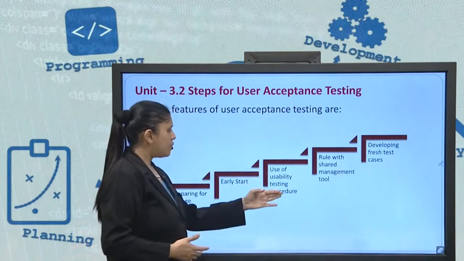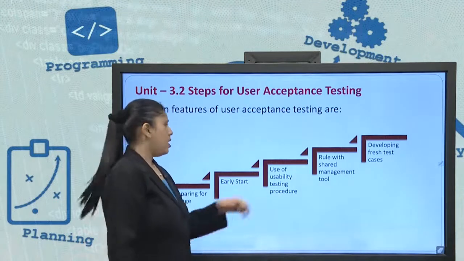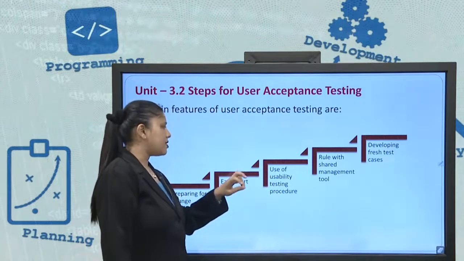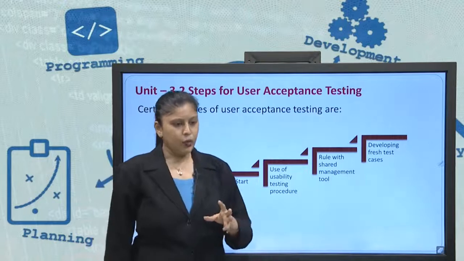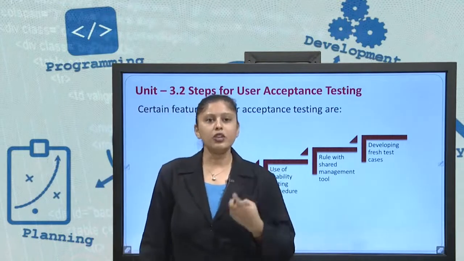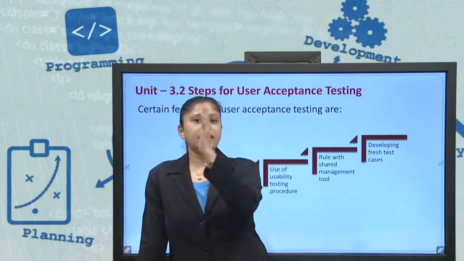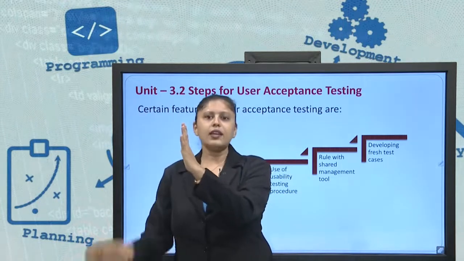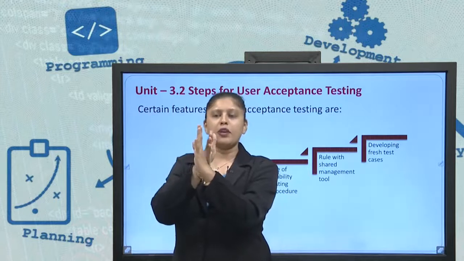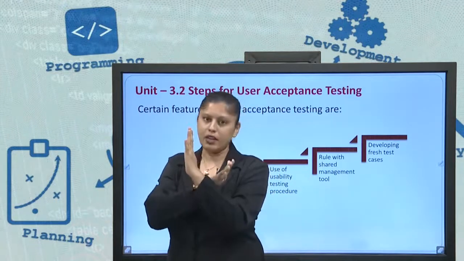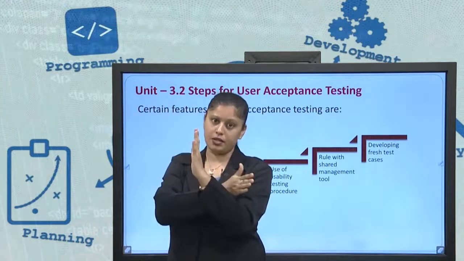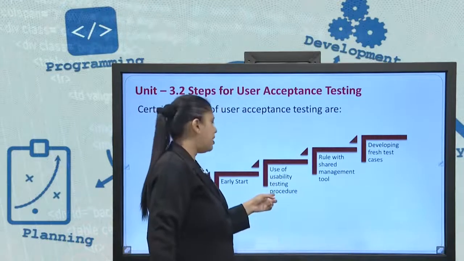Then use of usability testing procedure. Now what is use of usability testing procedure? It says that when I am about to give a usability testing procedure, if I have anything developed previously, then I can reuse it, or if it is not developed, then I have to develop it afresh.